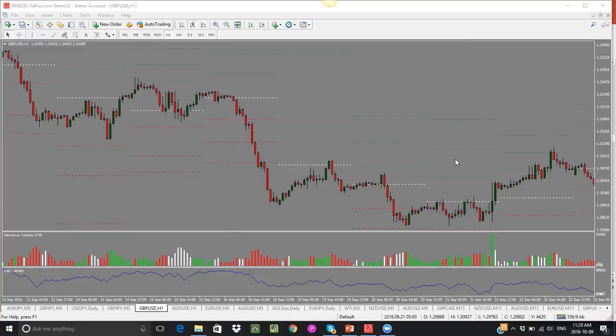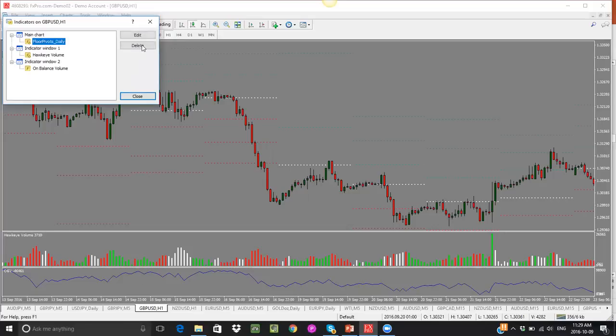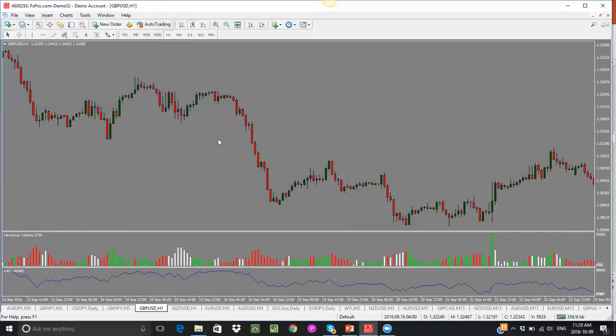The question here is, what are the dotted lines here? Actually, it's a pivot point indicator. If you follow me, you will see I do use pivot point indicators. So I'll just remove them so it doesn't distract us. You can generally find it in your indicators here. So this is a bearish Marubozu.